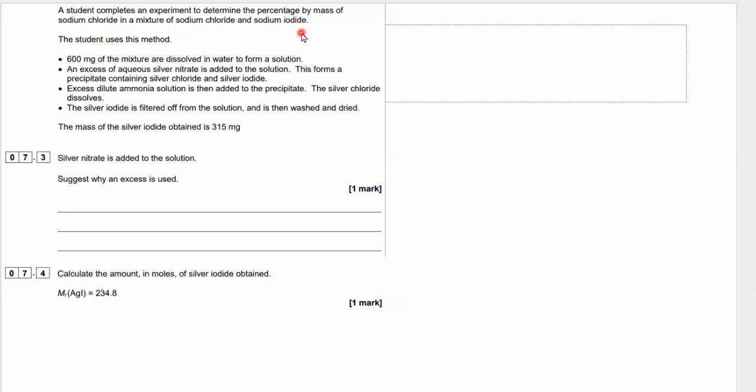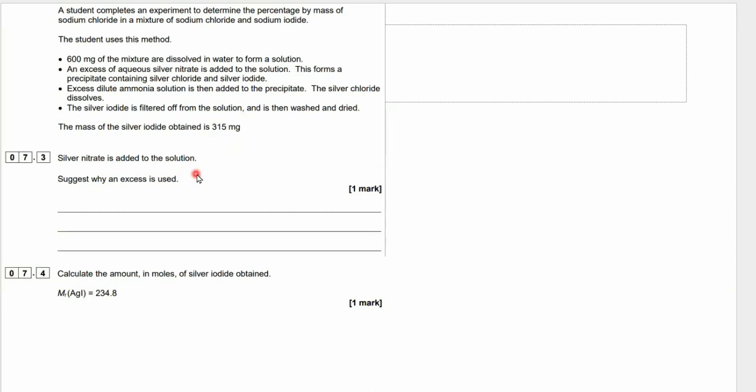A student completes an experiment to determine the percentage by mass of sodium chloride in a mixture of sodium chloride and sodium iodide. The student uses this method. 600 milligrams of the mixture are dissolved in water to form a solution. An excess of aqueous silver nitrate is added to the solution. This forms a precipitate containing silver chloride and silver iodide. Excess dilute ammonia solution is then added to the precipitate. The silver chloride dissolves. The silver iodide is filtered off from the solution and is then washed and dried. The mass of the silver iodide is 315 milligrams.